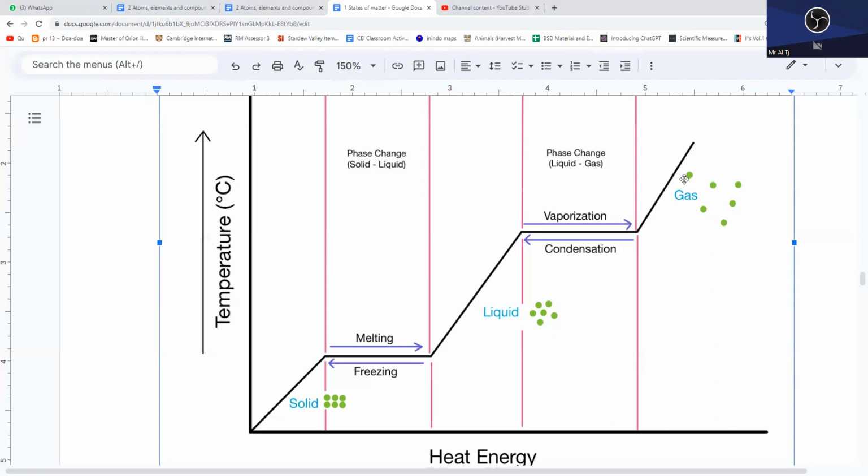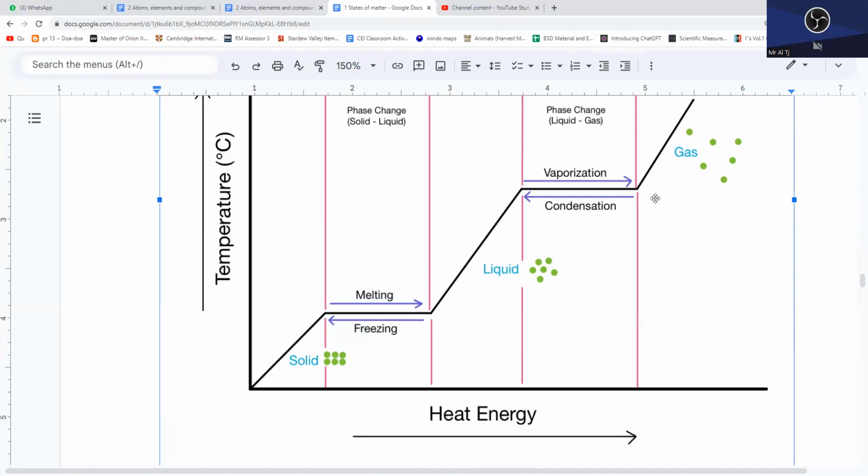So in this case, it is important to understand that heat is going to be absorbed by the particle. But there are two ways they are going to absorb heat energy. One way is to make the particle move faster, be it solid, liquid, or gas. If we give them heat, they are going to move faster, hence the temperature increases.